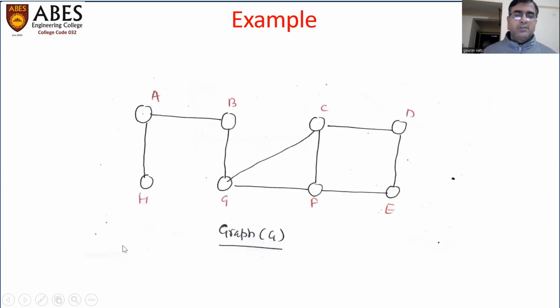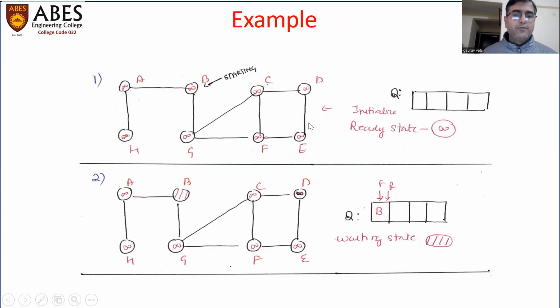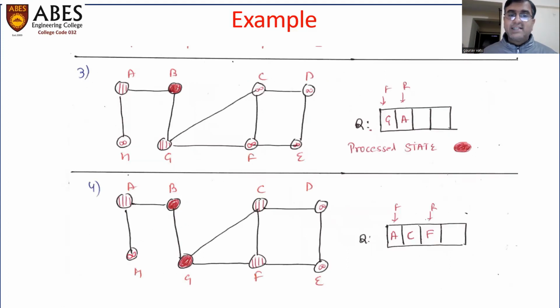After that, there are two steps, 4 and 5, that keep repeating until the queue becomes empty. In the fourth step, we'll do processing of that particular node that is in front. And in the fifth step, we'll put their adjacent neighbors that are in ready state into the queue and change their status to waiting state.